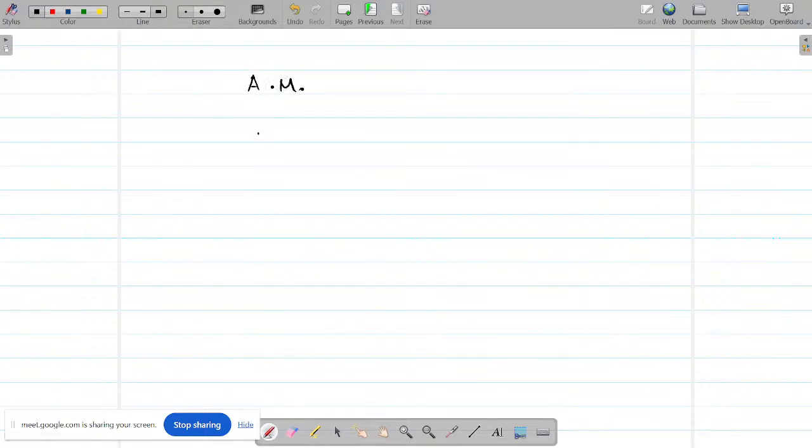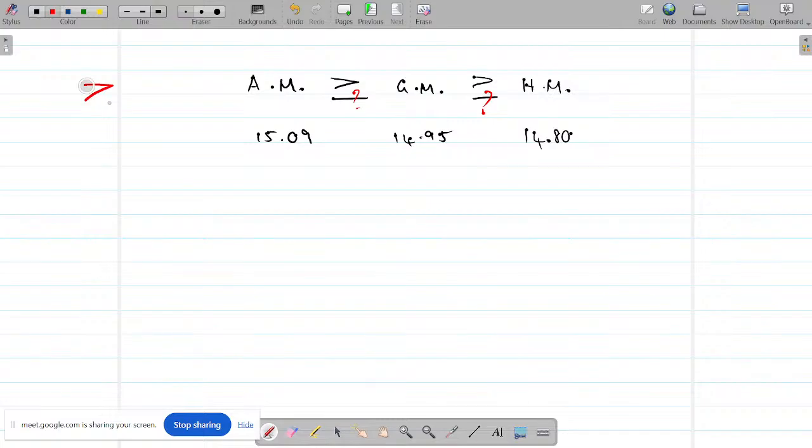What is the value you got for arithmetic mean? Geometric mean 14.95. Harmonic mean 14 point, actually 802, so I can have it as 80 itself. No issues. We have a relationship between all three means, right? What's the relationship? Either greater than or equal to. Remember? When we have equal to, it's not always greater than or equal to. When all the values are the same, we'll have equal to, right?